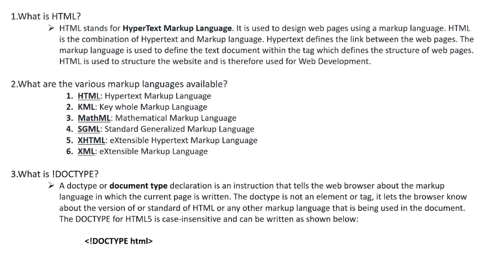Question 3. What is doctype? A doctype or document type declaration is an instruction that tells the web browser about the markup language in which the current page is written. The doctype is not an element or tag. It lets the browser know about the version or standard of HTML or any other markup language that is being used in the document. The doctype for HTML5 is case insensitive and can be written as shown below.